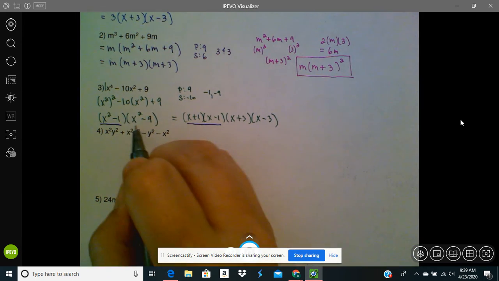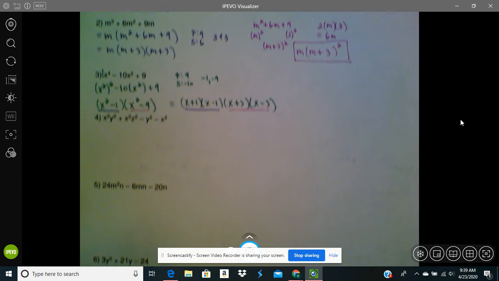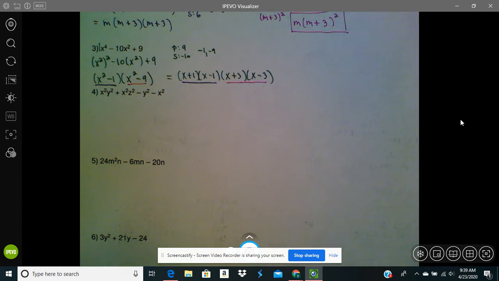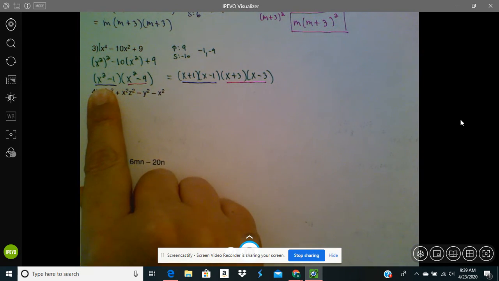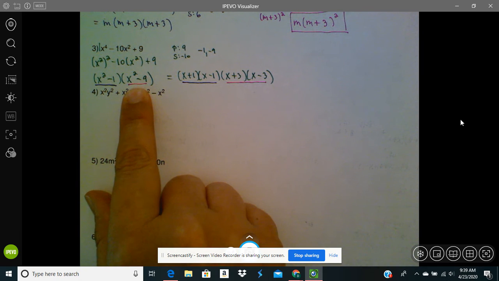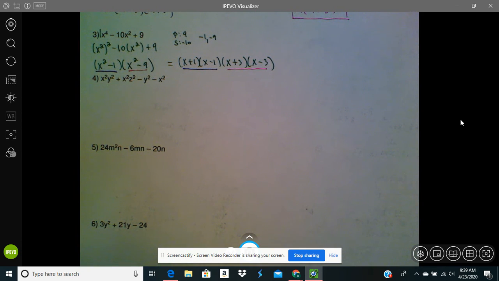And then these two factor to that. When I did this in the notes, I actually had room. So underneath that, I wrote x plus 1 times x minus 1. And underneath this, I wrote x plus 3 times x minus 3. But that's okay. You'll see it in the notes. And now you sort of have an explanation to go with it.